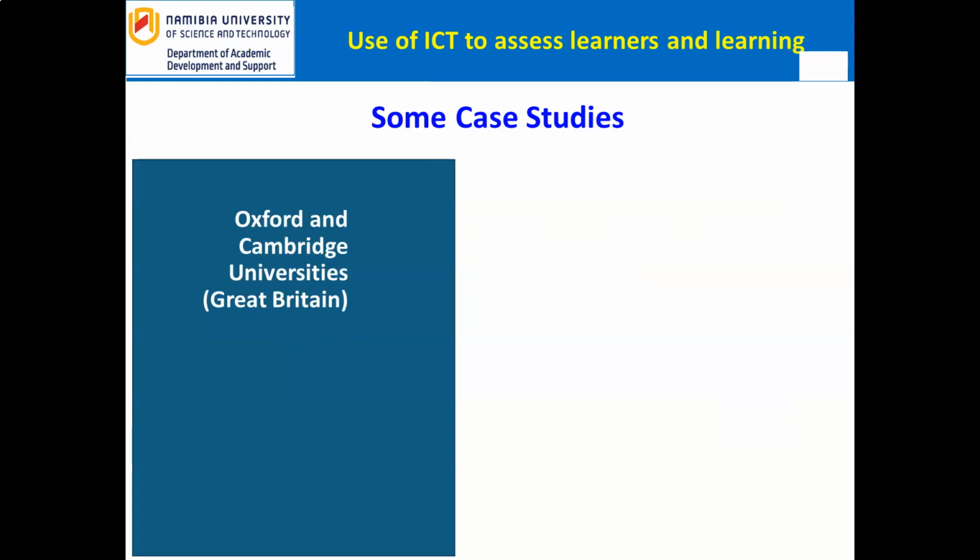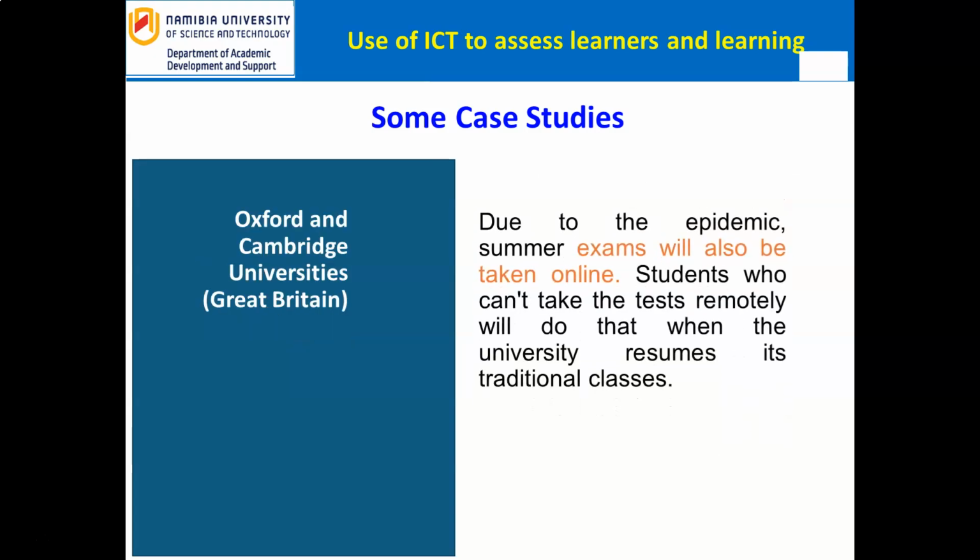Oxford and Cambridge Universities, Great Britain. Due to the epidemic, summer exams will also be taken online. Students who can't take the tests remotely will do that when the university resumes its traditional classes. Many students oppose online testing and even encourage a boycott, and urge the administration to reconsider the methods of assessment. However, if students want to work as soon as possible, they have no choice but to accept the new reality and take the tests from home.